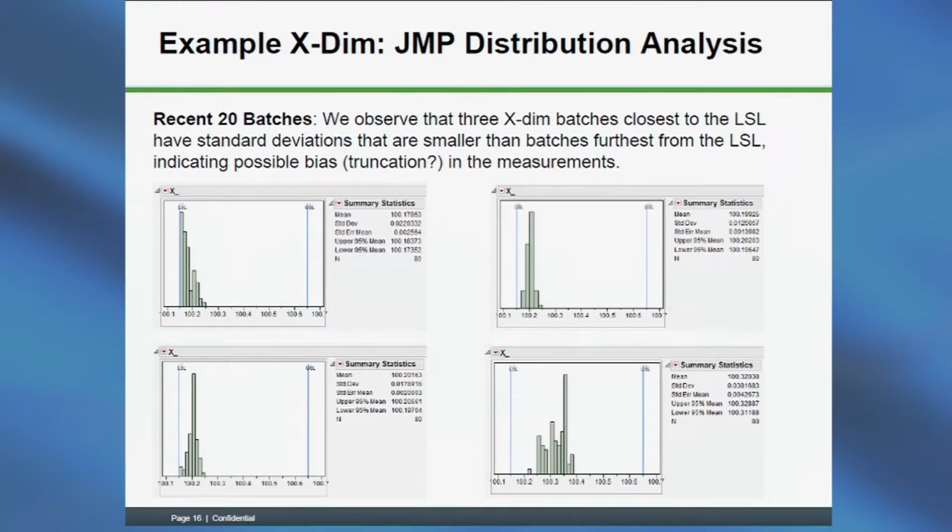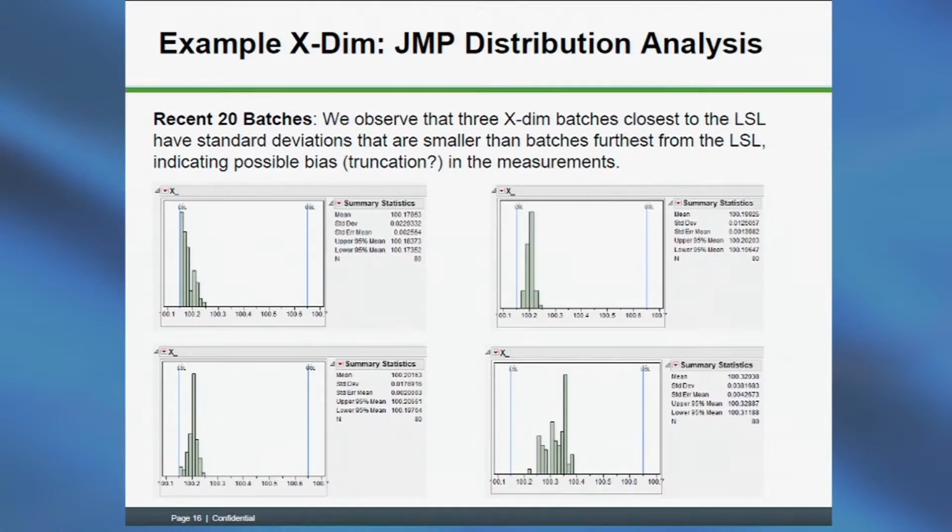The next thing to do is take the recent 20 batches and look at what the actual distributions look like using the distribution platform in JMP. And we noticed that 3 X dimension batches close to the LSL have standard deviations that are smaller than the batches furthest from the LSL. This, to me, indicated possible bias, truncation in the measurements.